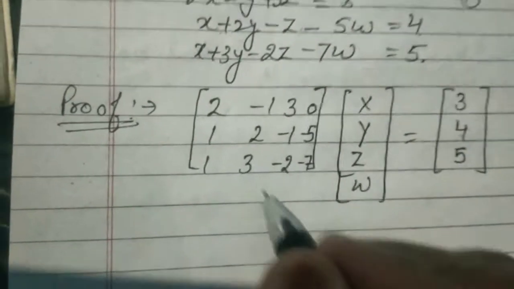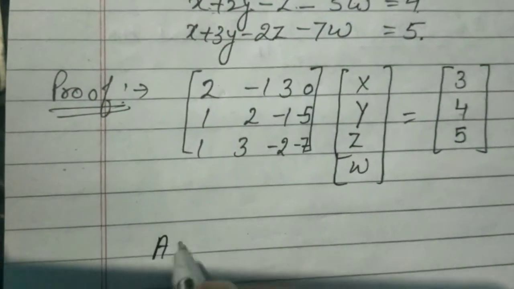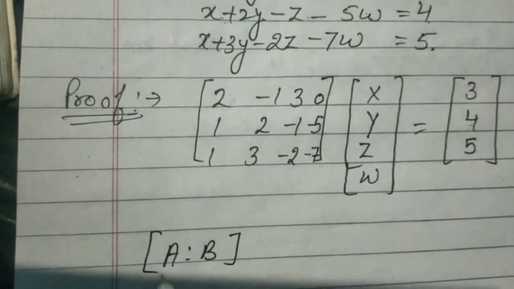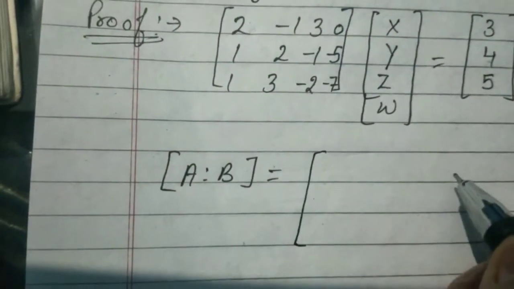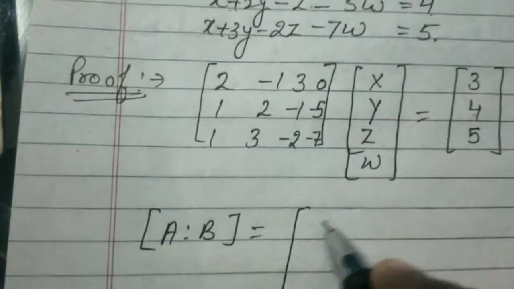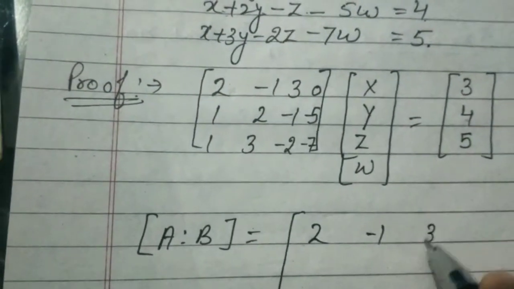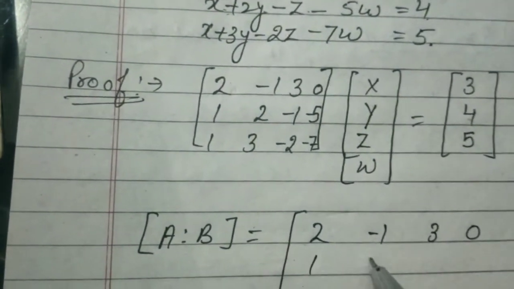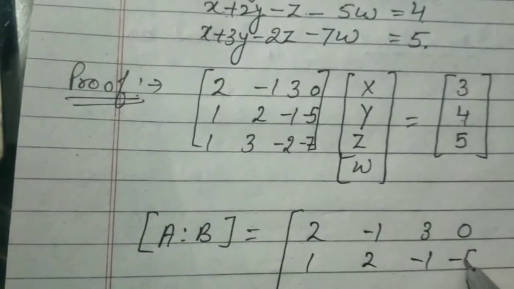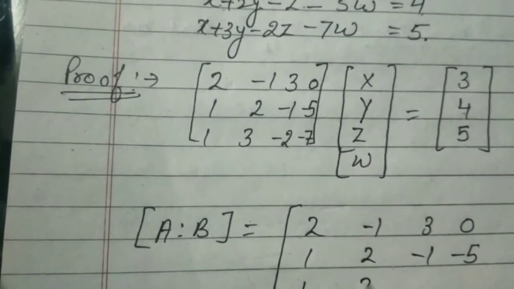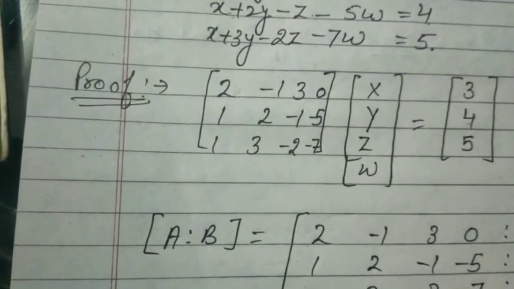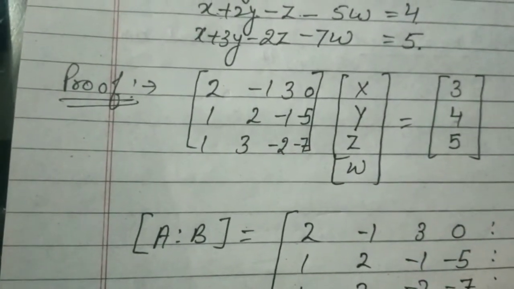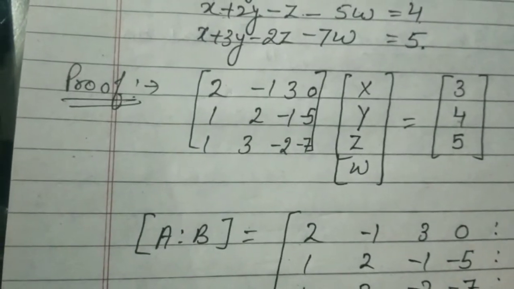Now we write an augmented matrix in the form A colon B. So put all the values in the augmented matrix with the first row 2, minus 1, 3, 0, the second row 1, 2, minus 1, minus 5, the third row 1, 3, minus 2, minus 7. Similarly we put the column, the B matrix is 3, 4 and 5.